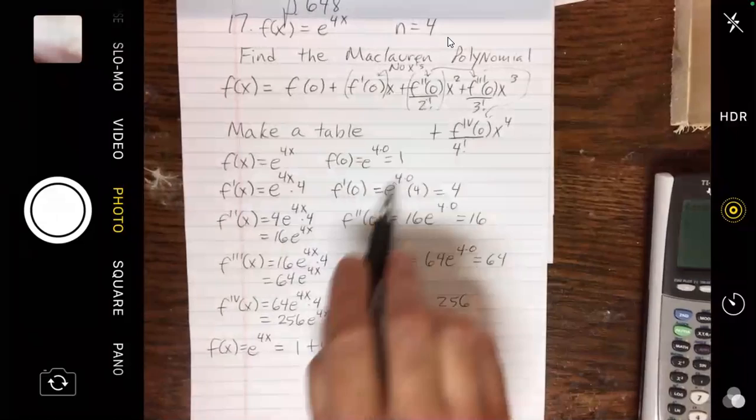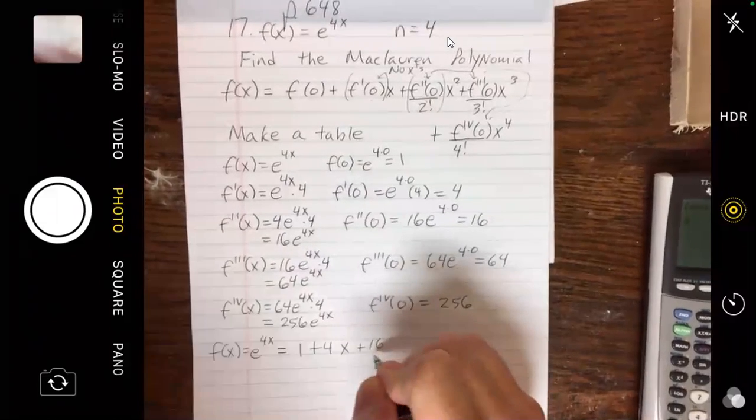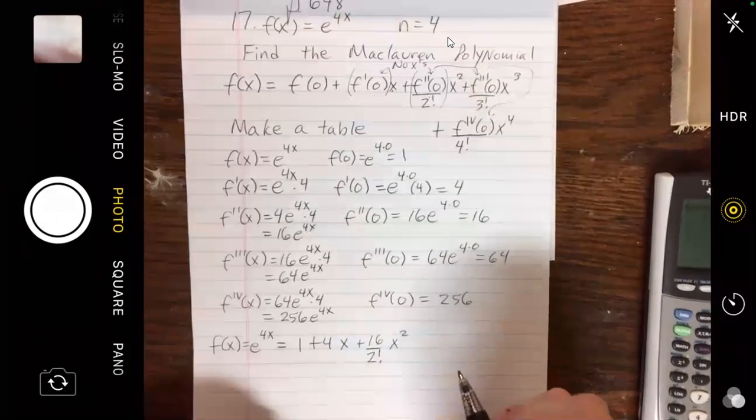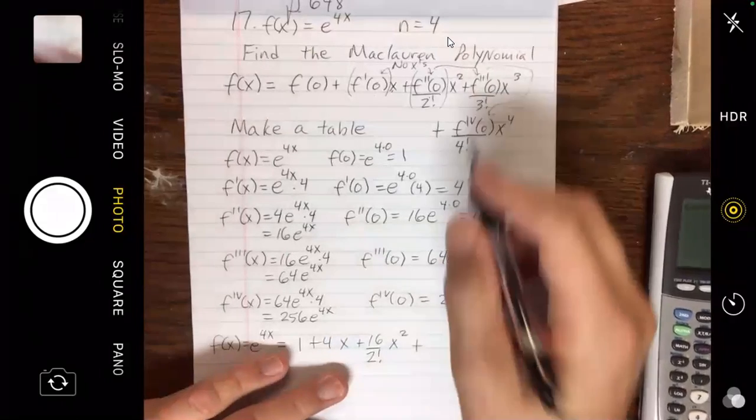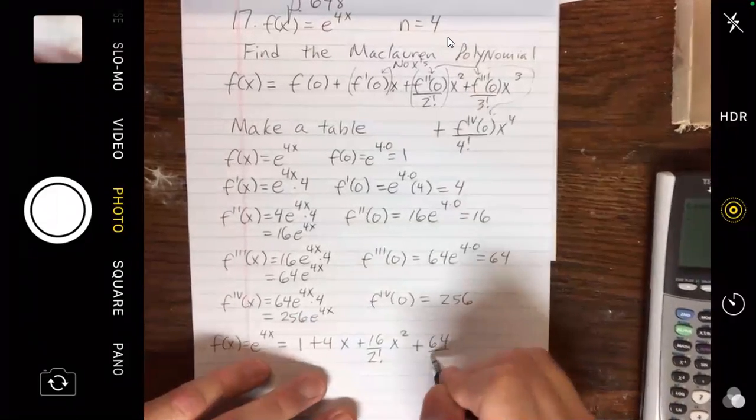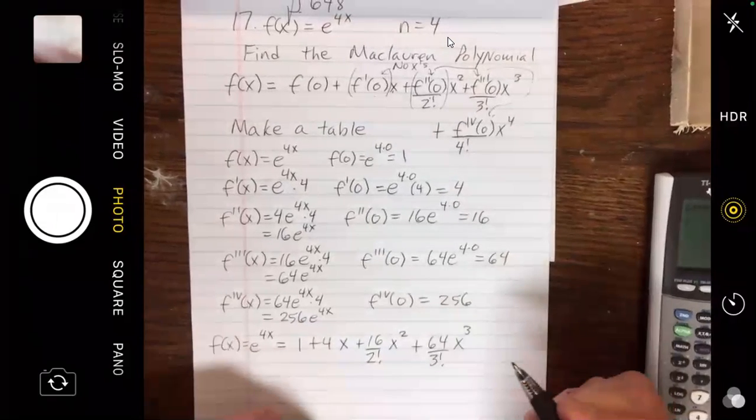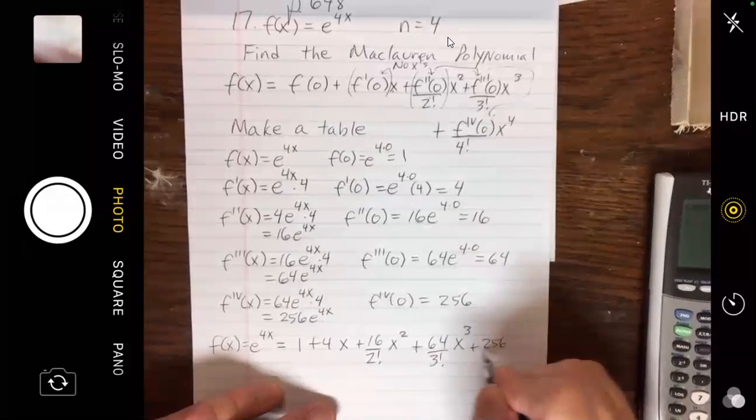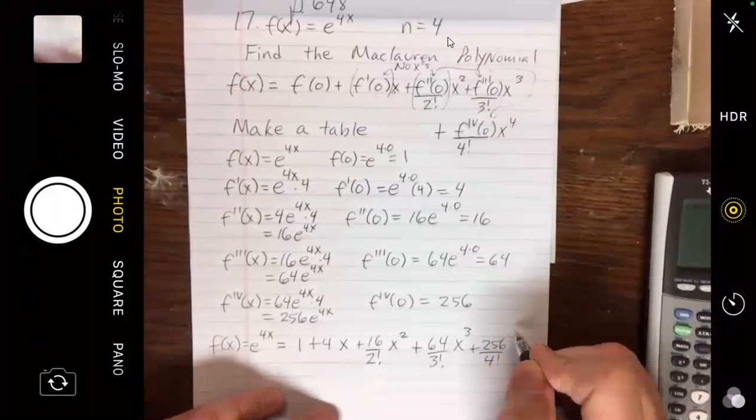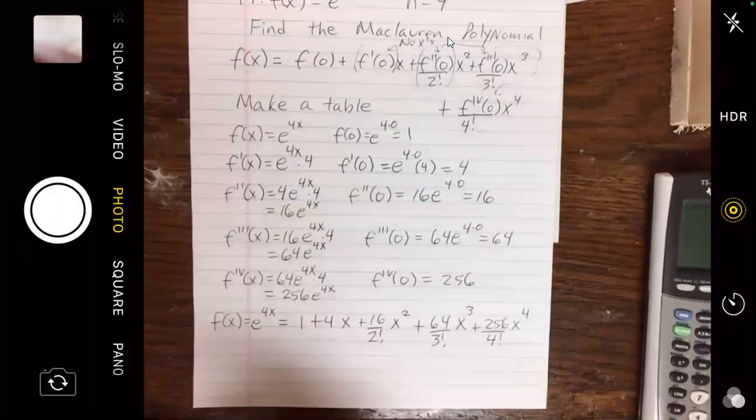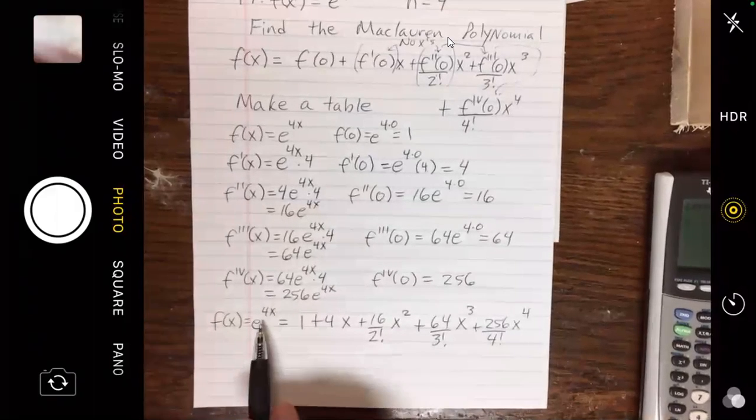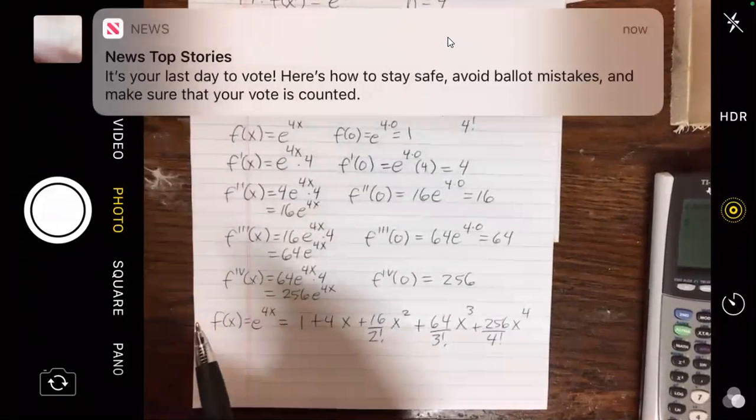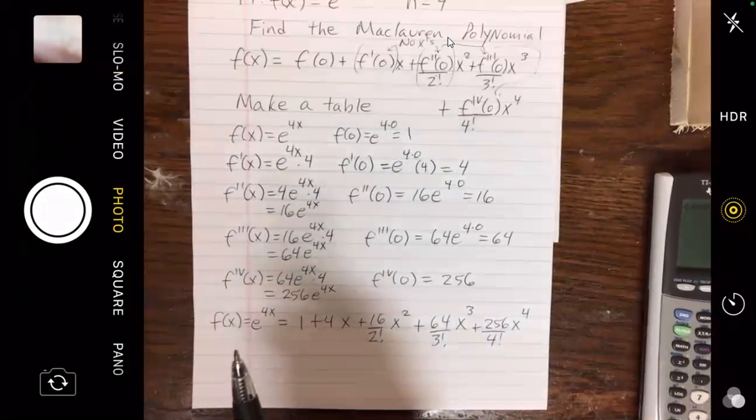So f double prime of 0, that's 16 over 2 factorial x squared. Your f triple prime of 0 is going to be 64 over 3 factorial x cubed. And your f fourth of 0, that's the 256 over 4 factorial x to the 4th. So to compute e to the 4x, your calculator is plugging into a polynomial that looks like that. Can you read that?